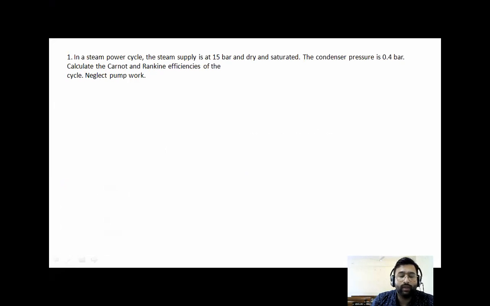Okay, so the first question is: in a steam power cycle, the steam supplied is at 15 bar and dry saturated. The condenser pressure is 0.54 bar. Calculate the Carnot and Rankine efficiencies of the cycle, neglecting pump work.